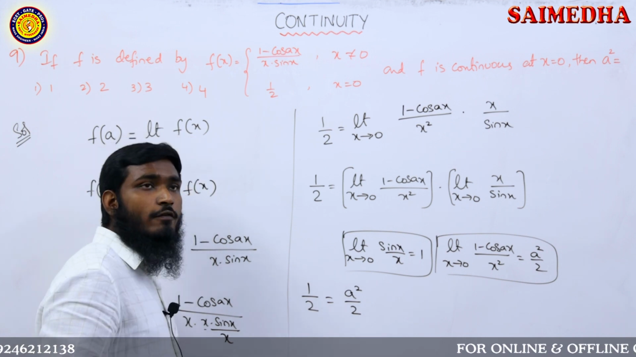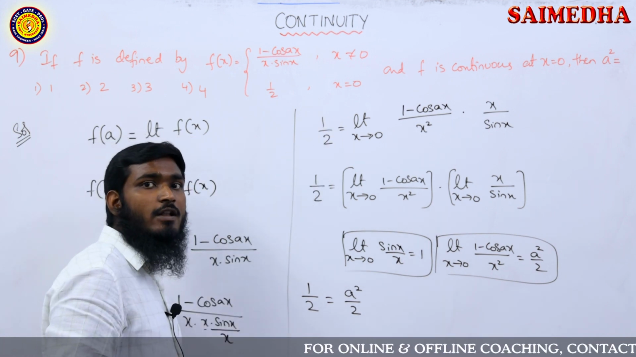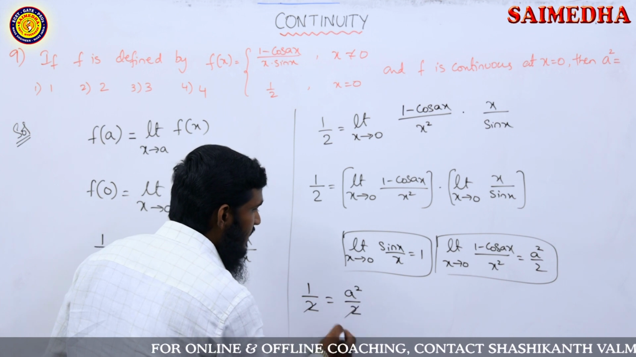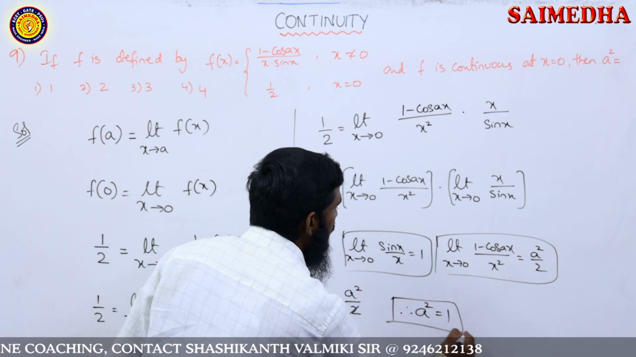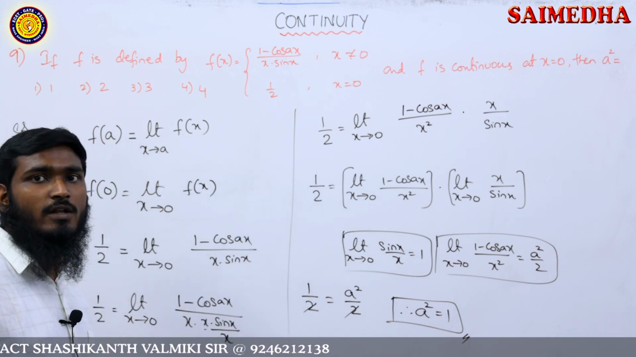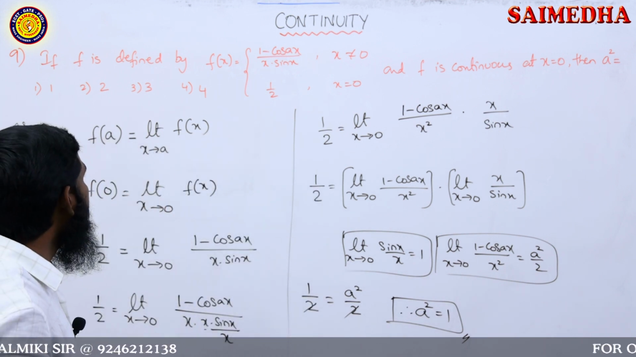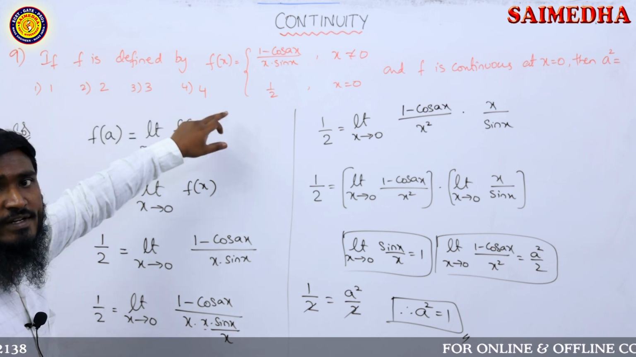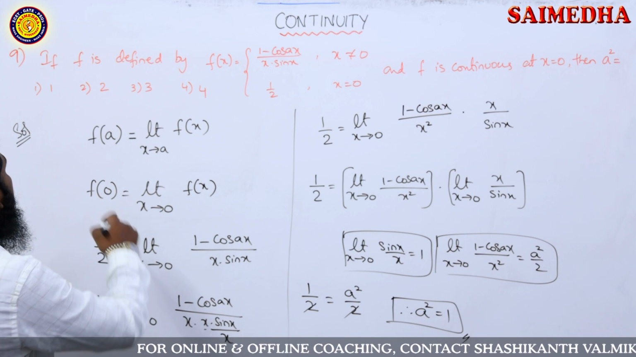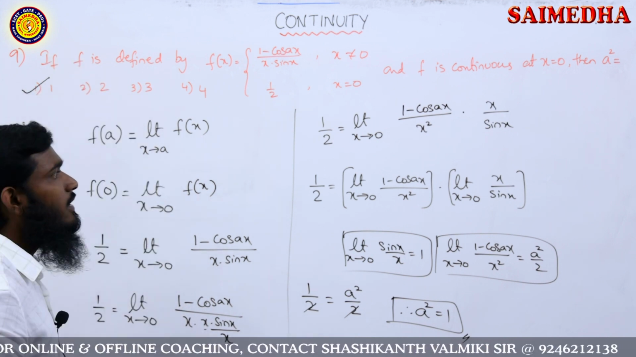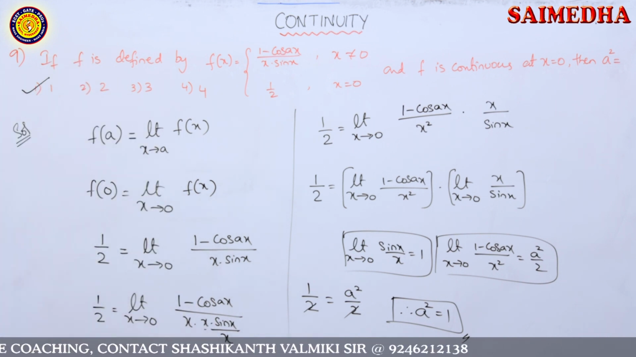Now what is the value of a square? Actually we have to find the value of a square. So this 2 gets cancelled, therefore a square is equal to 1. Now let us see the options over here. 1, 2, 3, 4 are given. According to our answer, a square is equal to 1, so let us go with option number 1. Okay, pause the video, note it down.